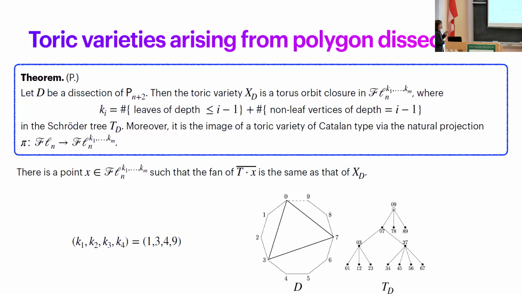For instance, in this example, k_1 is the number of vertices of depth 0. There is only one root, so k_1 is always 1. For k_2, the number of leaves of depth less than or equal to 1 is 2, namely 7, 8 and 8, 9, plus the number of non-leaf vertices of depth 1, which is 1. So k_2 is 3. And for k_3, we have these two leaves and these two non-leaf vertices, so k_3 is 4. And the last k_m is always n.